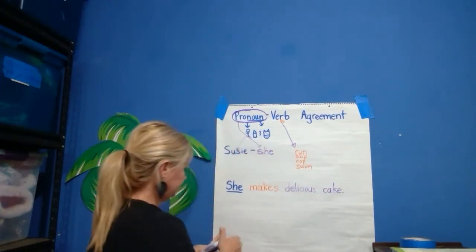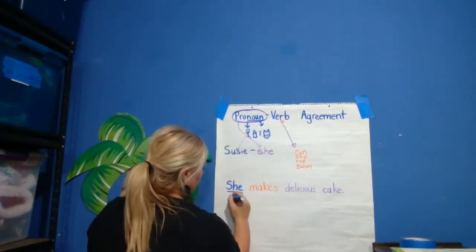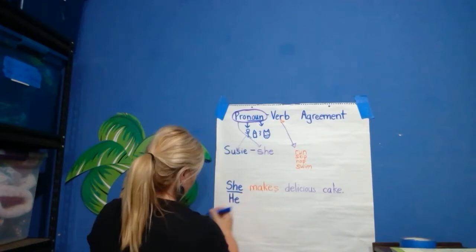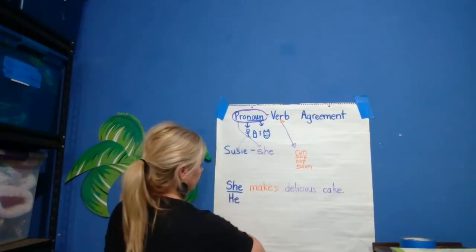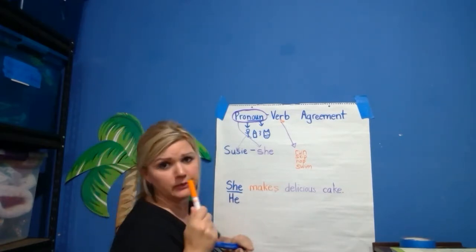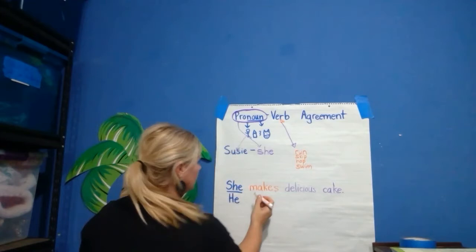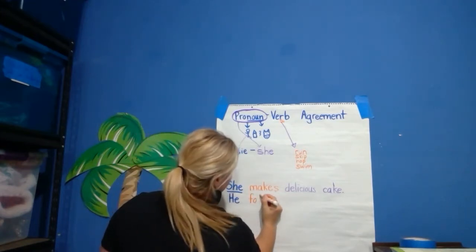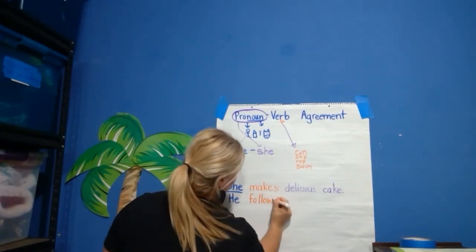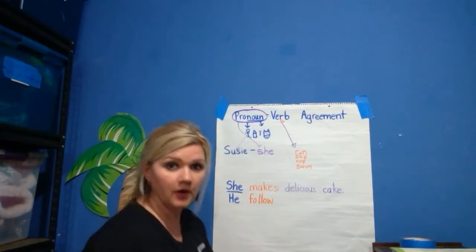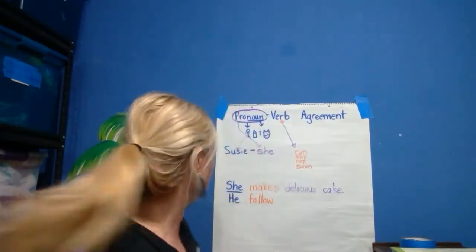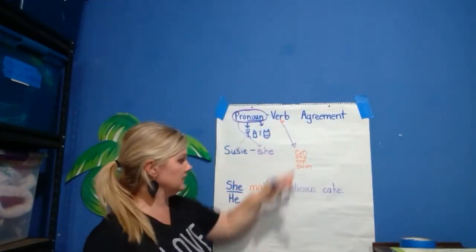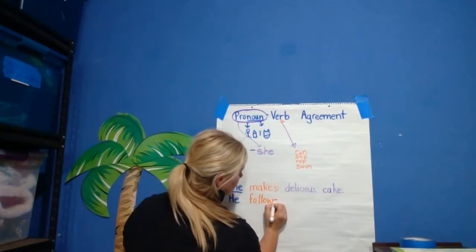Let's make another sentence. Let's say, he, what does he do? This orange is really hard to open. Follows, okay? Follow, you're following the leader in action. But we're in agreement, so we're adding that S to it. Follows.